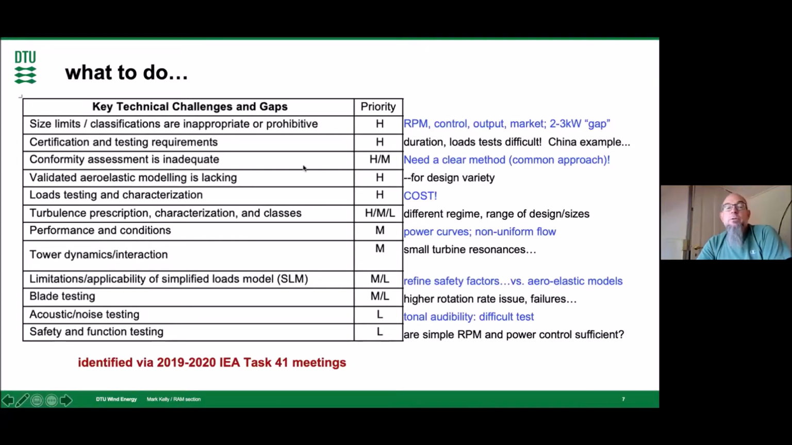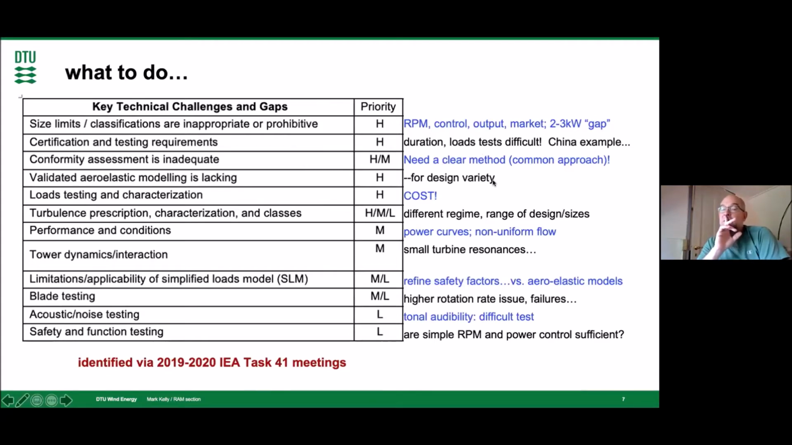Another issue was that the conformity assessment is inadequate. Well, the -22 went away. It was never really great for small turbines. So at the end of the day, a clear method to determine, show and report whether or not a turbine conforms to standards needs to be made. We're just missing that common approach that small turbine manufacturers can understand and use to document their work.